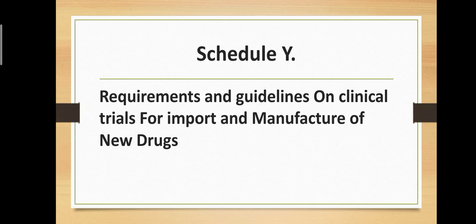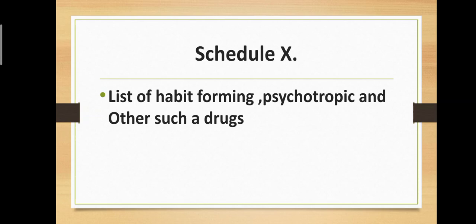So friends, let's see once again all schedules one by one, last to first. What is Schedule Y? Schedule Y means requirements and guidelines on clinical trials for import and manufacture of new drugs. Schedule X: list of habit forming, psychotropic and other such drugs. That means psychotropic or narcotic drugs come under Schedule X.